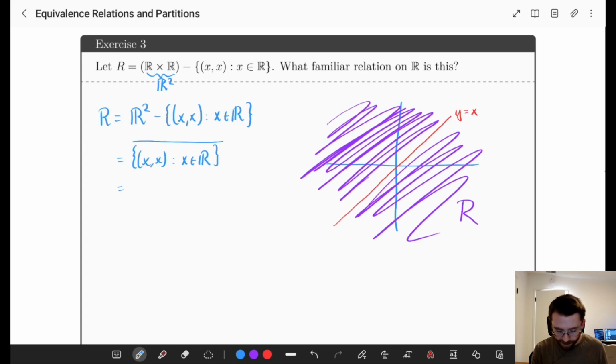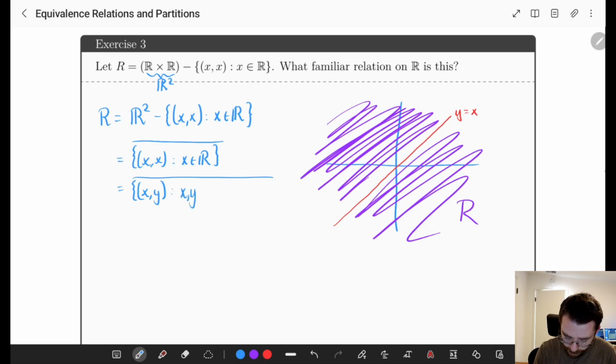Well, let's think for a while. Let's leave the complement on here, and I'll write this a little differently yet again. The ordered pair x comma x could be rewritten as the ordered pair x comma y, such that x and y are real numbers. But that's not enough. I need one more condition. If I left it here, that would just give me the whole plane. If I want it to be the same as the line above, x and y better be equal.